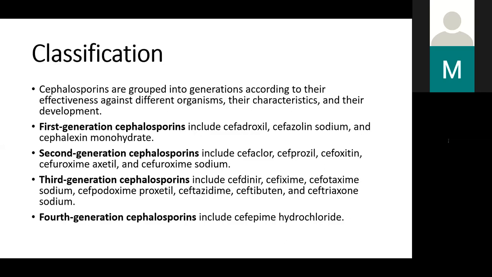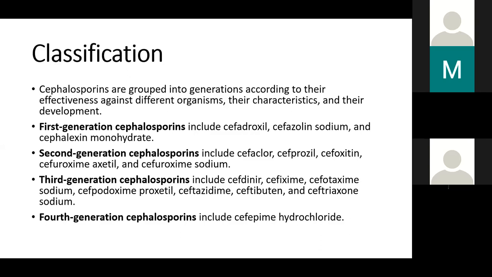So the first generation cephalosporins, we have cefadroxil, cefazolin sodium, and cefalexin monohydrate. The commonest one I've seen is cefalexin. I'm not too familiar with the others in our setting. Second generation cephalosporins include the cefaclor, cefprozil, cefazolin, cefuroxime axetil, and cefuroxime sodium. Commonest in our setting is cefuroxime, which we commonly refer to as Zinnat, but we also have Cefrox and Azacef, also generics of the cefuroxime.